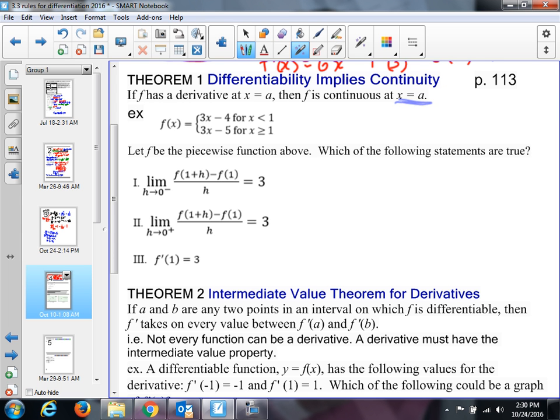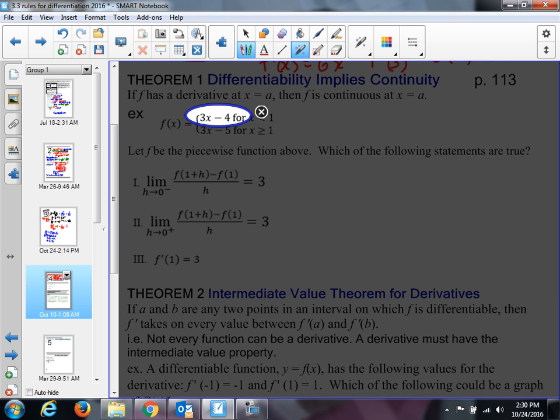So here's an example question. If I give you this piecewise function, let f be the piecewise function above, which statement would be true? Well, let's see. What does this mean? This is the definition of the derivative, but from which side? The left. The left derivative. That means this category, right? Can you do this derivative? If it was only this expression, 3x minus 4, you'd definitely say, oh yeah, the derivative is 3, right? Because this 4 would zero out. It's a constant.